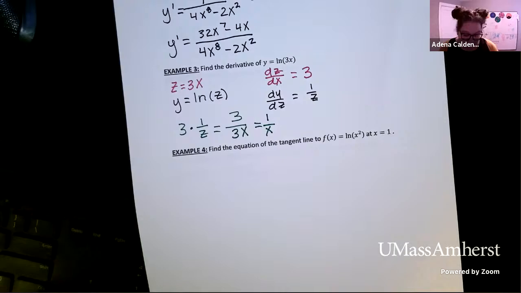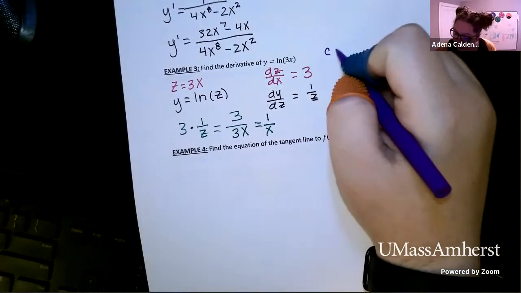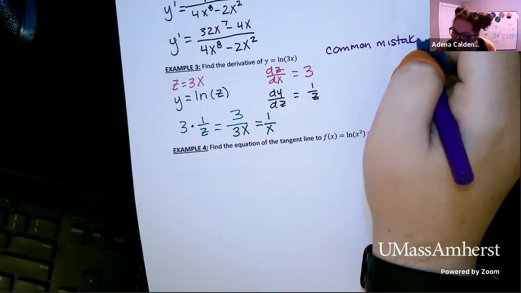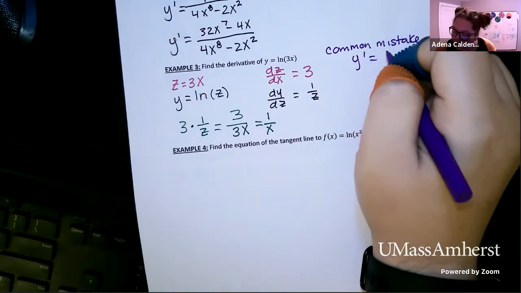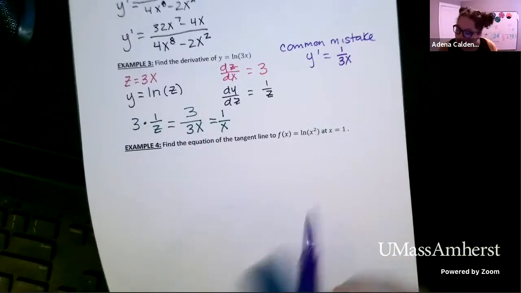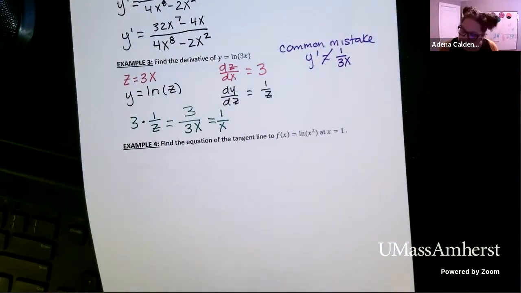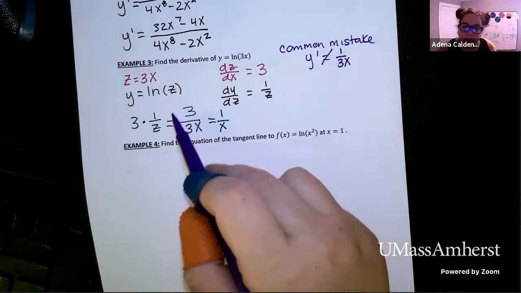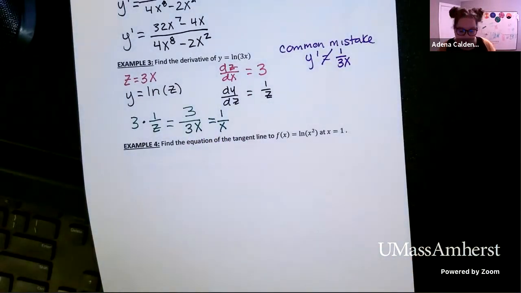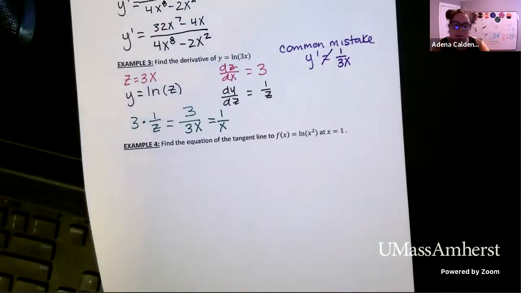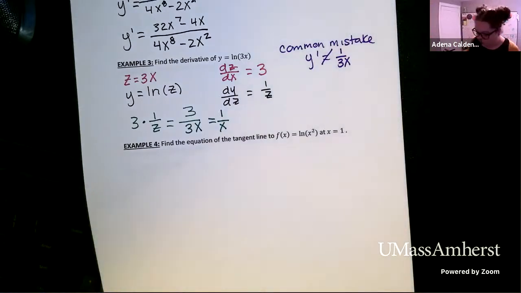So again, the common mistake is that students try to say that the derivative is just 1 over 3x. It is not, right? Because you're missing the derivative of 3x, and that 3 that's here changes your derivative function. So make sure that if you see the natural log of a constant times x, that you do a chain rule and address the fact that that constant is in there, okay?